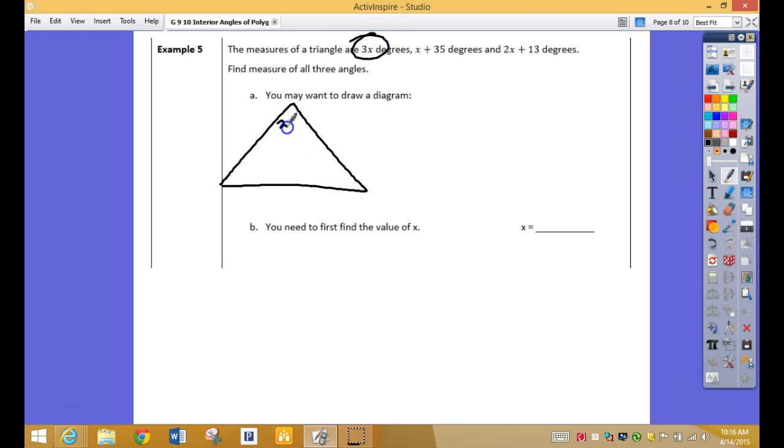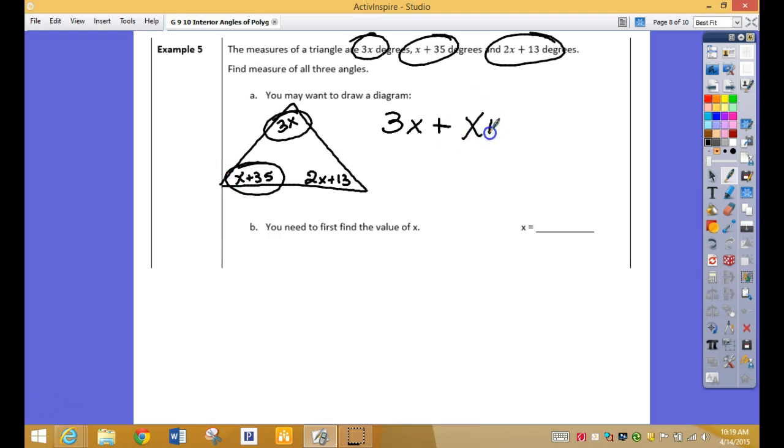I've got a 3x angle. I've got x plus 35. And I have a 2x plus 13. On your whiteboards, hold up the equation that you need to write and solve for this problem. All right, many different versions were held up, and they were all correct. Basically, you had to take 3x, one of the angles, add that to the second angle, x plus 35, and then add the third angle, 2x plus 13. And then that all equals 180 degrees.